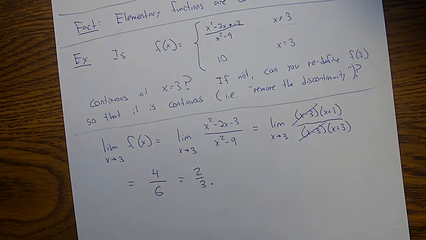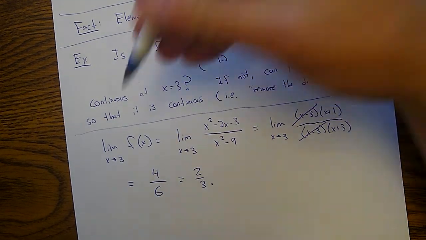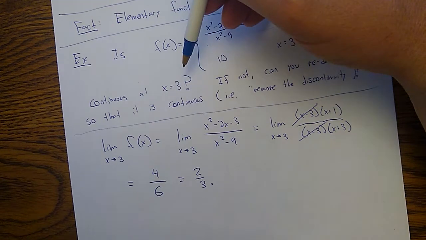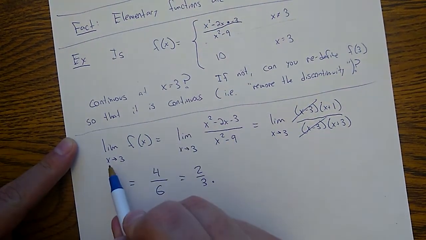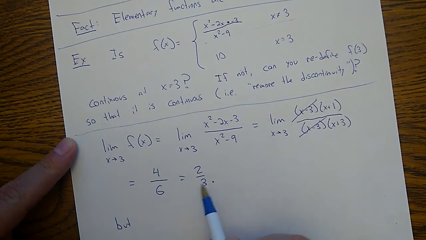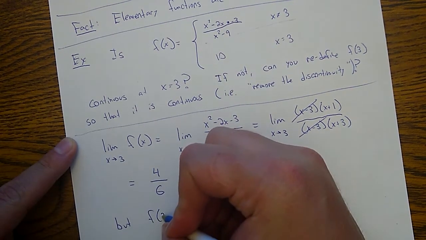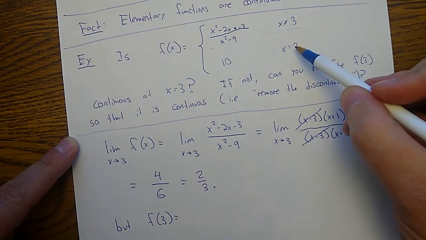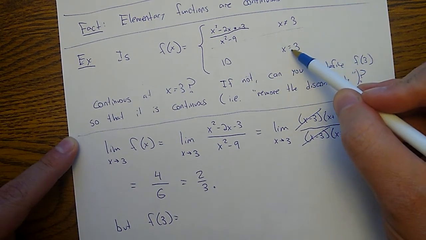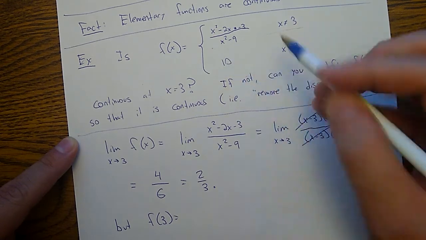Okay, great, but I am not done. I still have to answer the question. The limit as x goes to 3 is 2/3. But if I just plug in 3 to the function, now I use this formula. f(3) would just be 10.